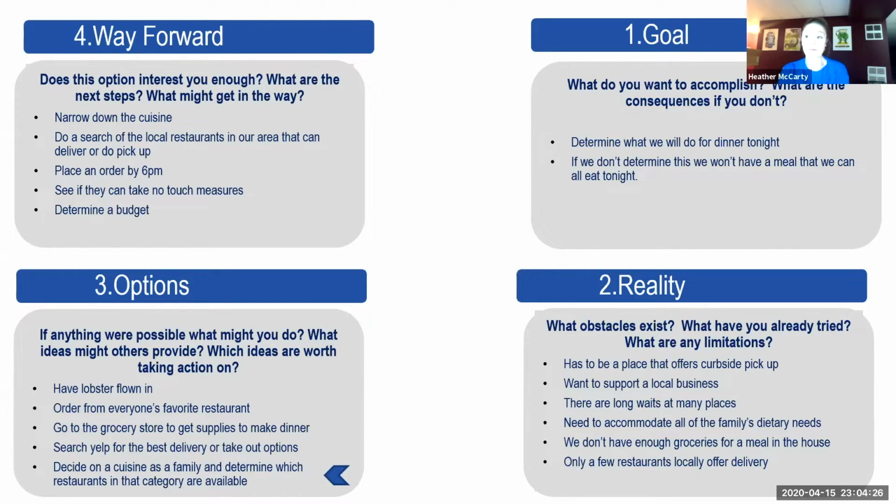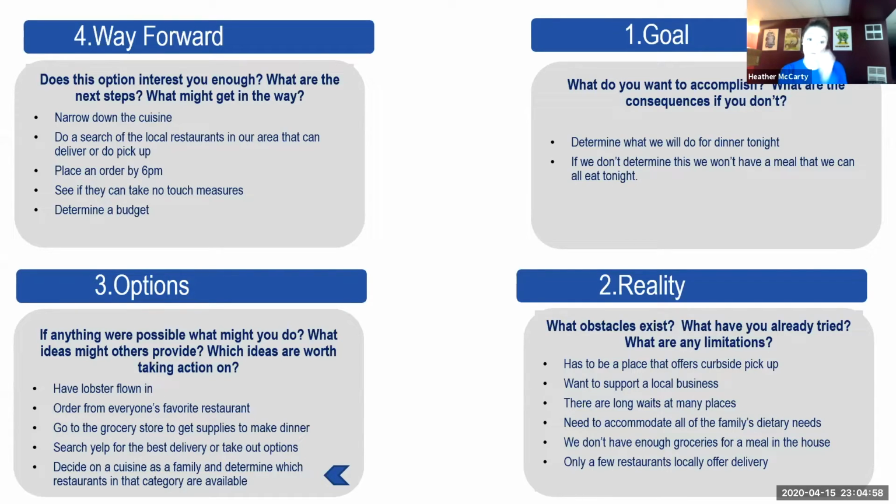And as we talked about before, we need to be proactive in thinking about what things could get in the way. So the next step is we have to narrow down a cuisine. We have to decide as a family what it is that we want to have. Is it pizza? Is it Mexican? Is it Asian food? Is it burgers? We have to come up with that decision. And then we're going to have to spend some time doing research to see what local businesses will do a delivery or pickup.